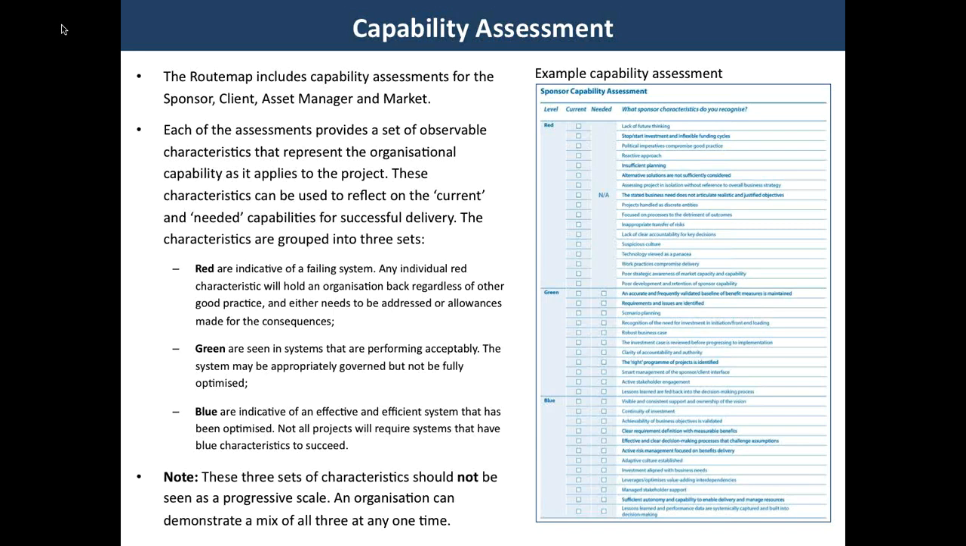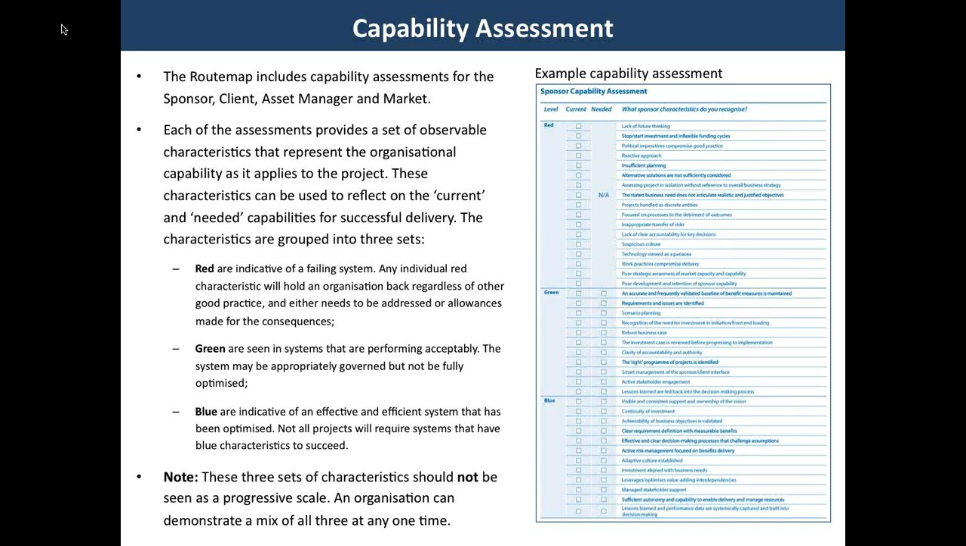There's red characteristics that are indicative of a failing system. Any individual red characteristic will hold an organization back regardless of any other good practice. These characteristics either need to be addressed or allowances made for the consequences. Green characteristics are seen in systems that are performing acceptably. The systems may be appropriately governed, but they're not fully optimized. And lastly, there are blue characteristics, which are indicative of an effective or efficient system. Not all projects will require blue characteristics to be successful. This needs to be aligned with the complexity profile from the DECA.